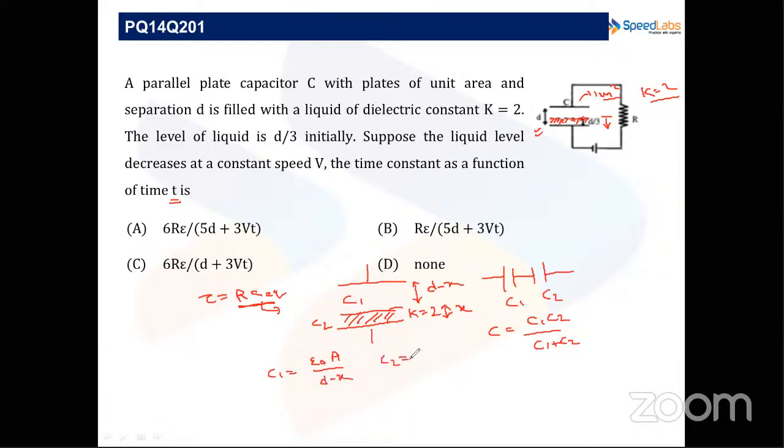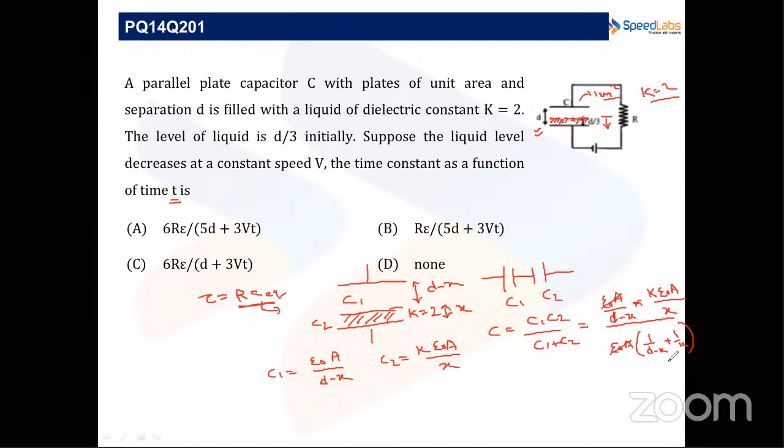C2 I take, then it is K epsilon naught A by d, where d is just x. So let us find the value of C equivalent, which is C1 C2 upon C1 plus C2. If you do that, then what do we get? Here C1 into C2: epsilon naught A by d minus x into K epsilon naught A upon x, divided by addition of them. So epsilon naught A I am taking common, I get 1 by d minus x plus 1 by x. Now if I simplify this, epsilon naught A is gone.